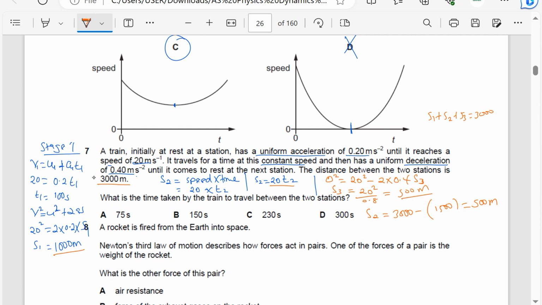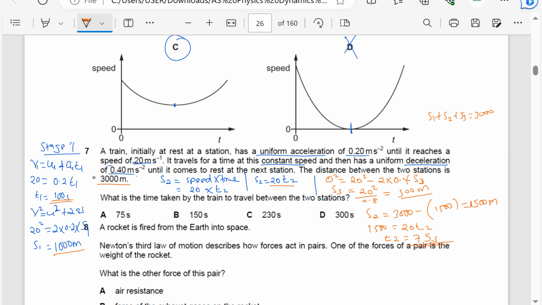S2 is 500. I can find the time T2. So 3000 minus 1500 is 1500, okay. So S2 is 20 times T, so I can find T2. So 1500 is equal to 20 times T2. So what is T2? T2 is going to be 1500 divided by 20. I think that is 75 seconds. This is 75 seconds. That is T2.